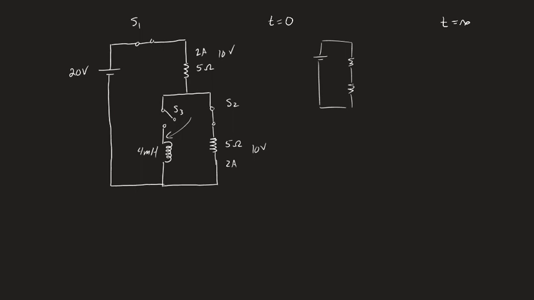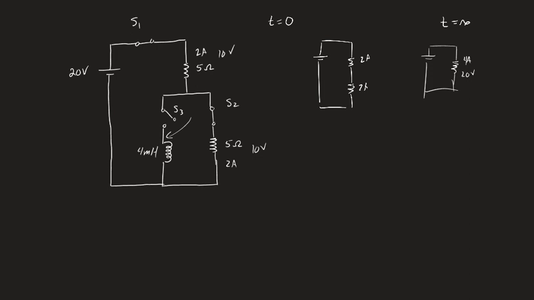The steady state condition, though, presents the opposite. In the steady state condition, the inductor presents no resistance to the flow of current, which effectively cuts off the other resistor because they are in parallel. This is the steady state condition. Now, that makes that pretty easy, right? 2 amps, 4 amps, 20 volts.